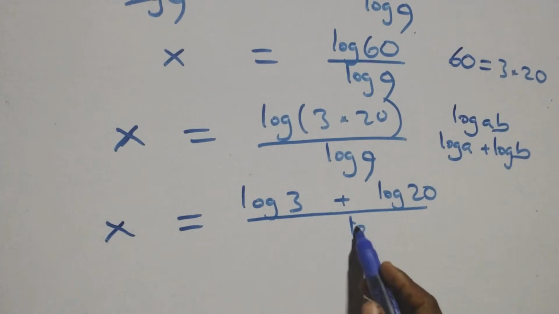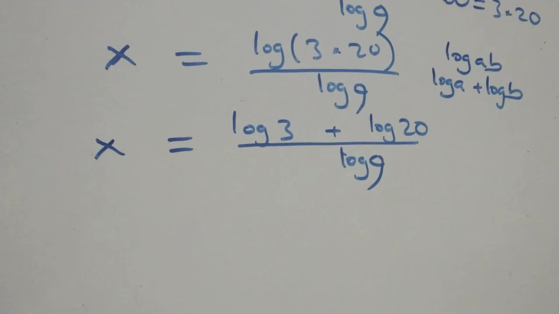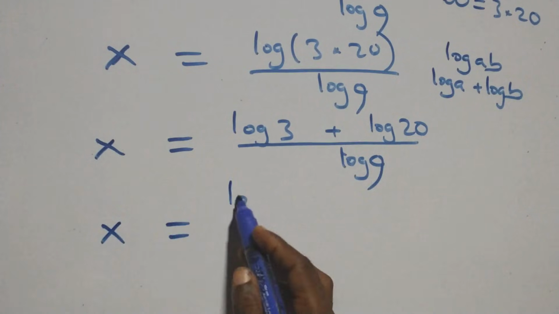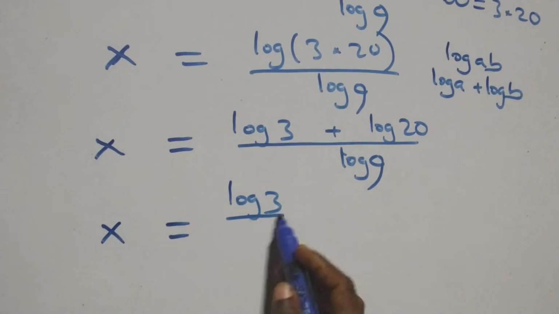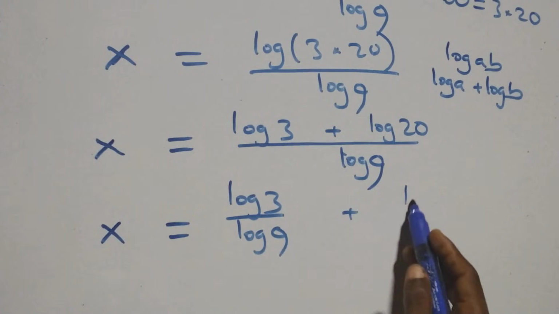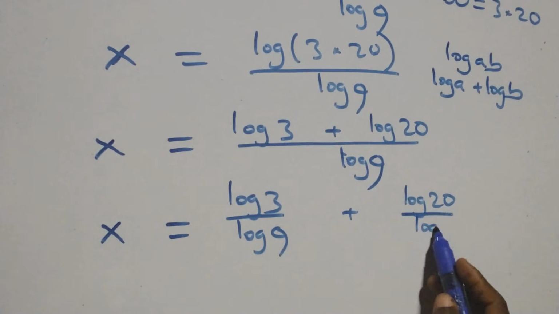over log 9. That is, next step here, we separate this into two fractions. We have x equals to log 3 over log 9 plus log 20 over log 9.